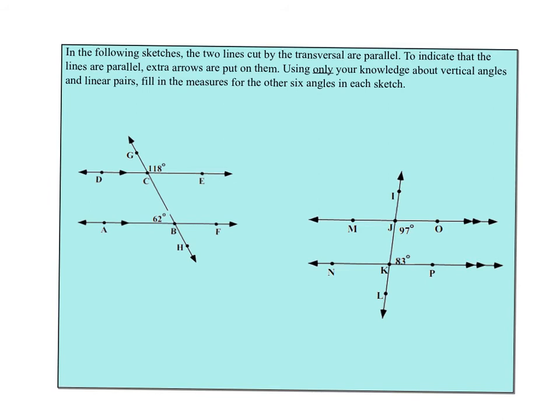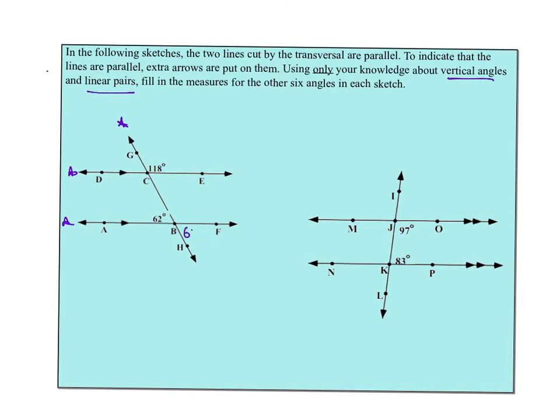So if you look, here we have two parallel lines. So this line and this line are parallel. That makes this line a transversal. Now we're using vertical angles and linear pairs to fill in the measures.